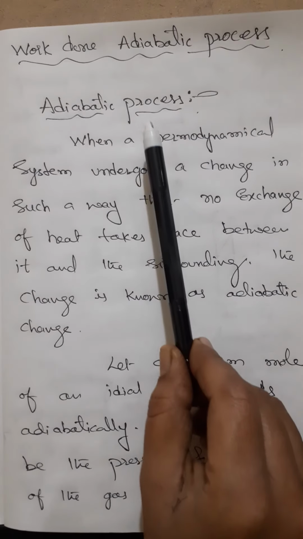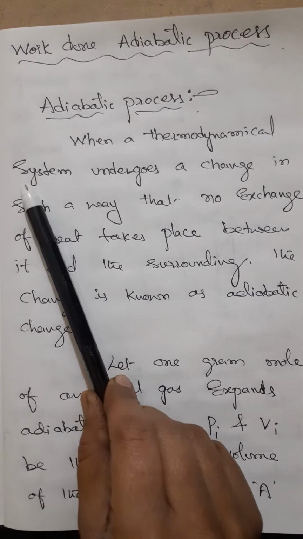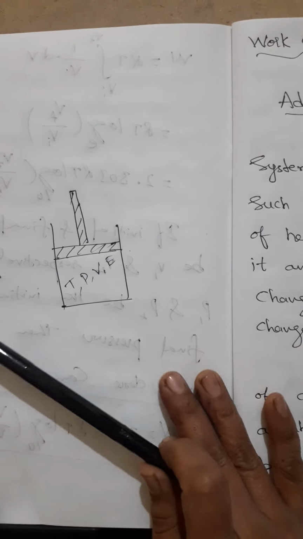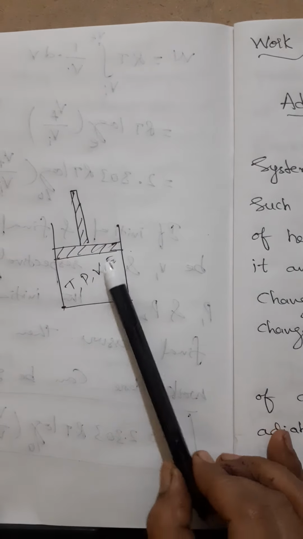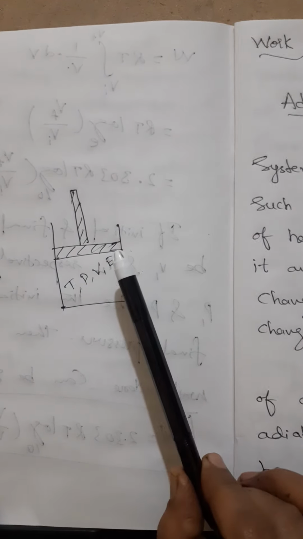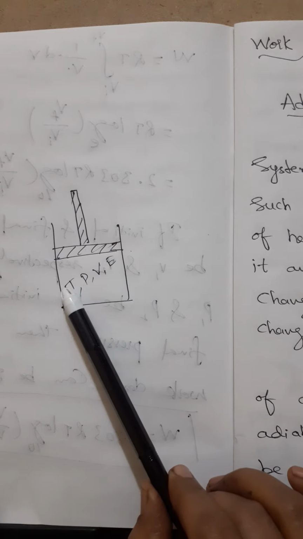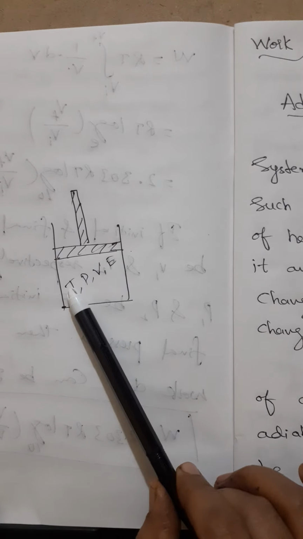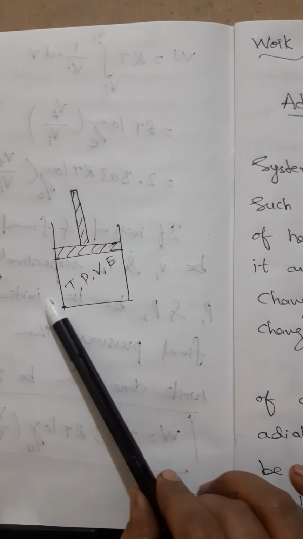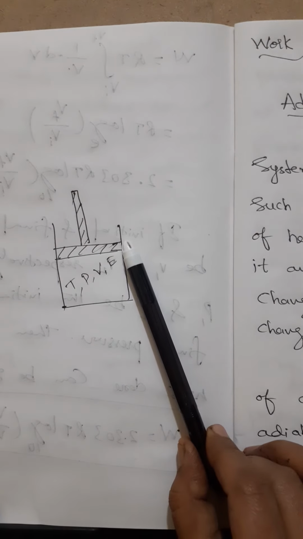So what is meant by the thermodynamical system? A thermodynamical system means a system, generally we take it as a cylinder piston arrangement. Here this one is the thermodynamical system. A thermodynamical system consists of some temperature, some pressure, some volume, entropy. Such a type of system is known as the thermodynamical system.